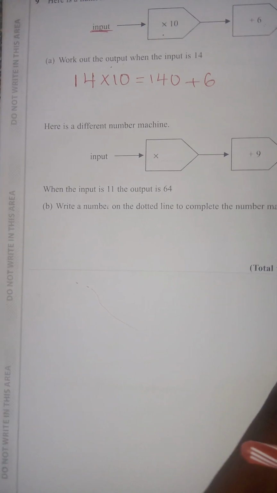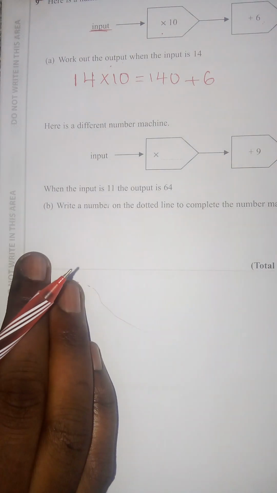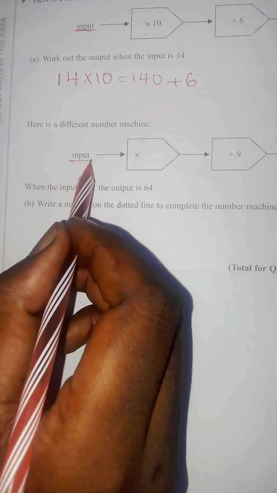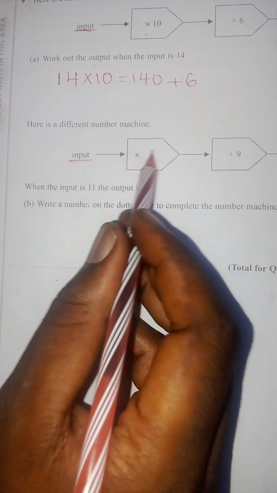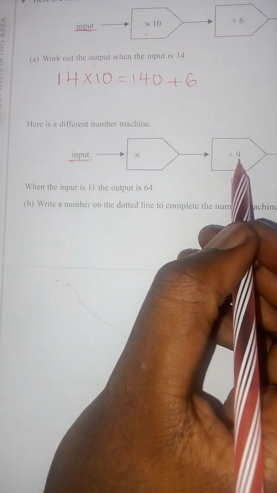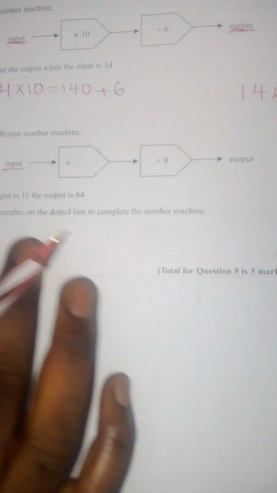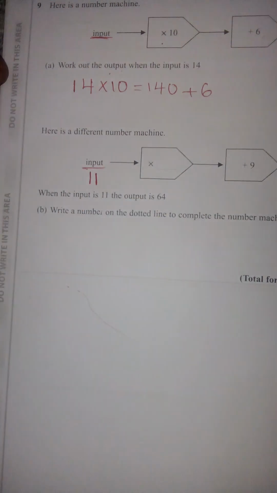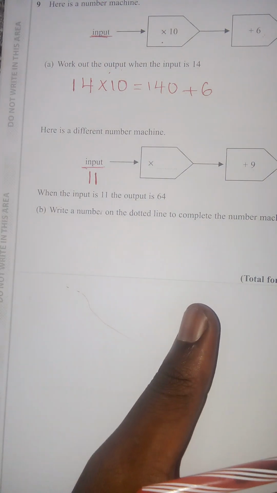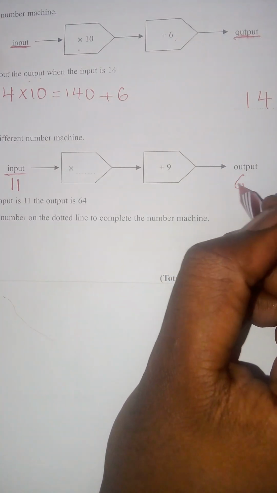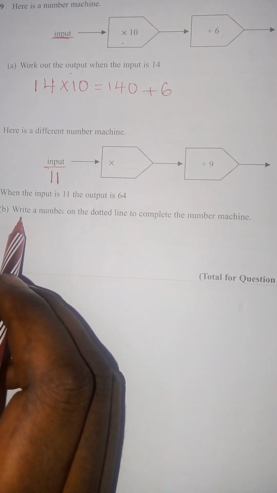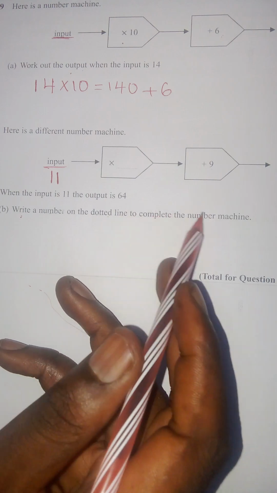The next thing, we are told that here is a defined machine. If you input a number, it will multiply it by a certain number, then add 9 to give an output. When the input is 11, we multiply by something to get an output of 64. How do we go about that? Write a number on the dotted line to complete the number machine.